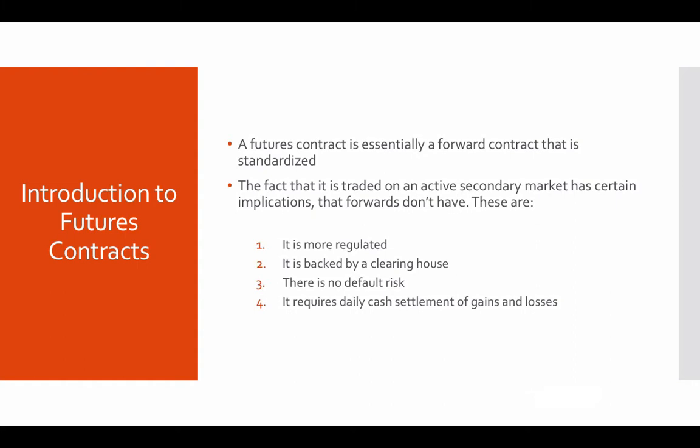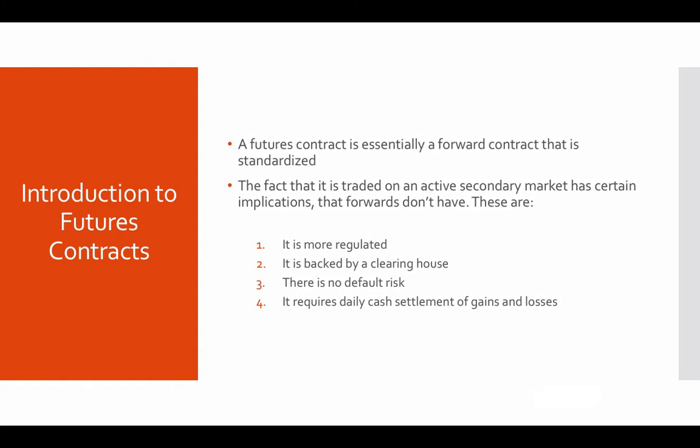Next, the fact that it is traded on an active secondary market has certain implications that forwards don't have. And these are, firstly, futures contracts, as you can imagine, since they are traded on stock exchanges, tend to be a little more regulated than forwards. Next, they are backed by a clearinghouse, and we'll understand what the impact of being backed by a clearinghouse is in a different lecture. There's also no default risk.